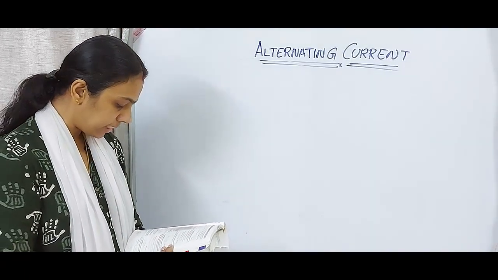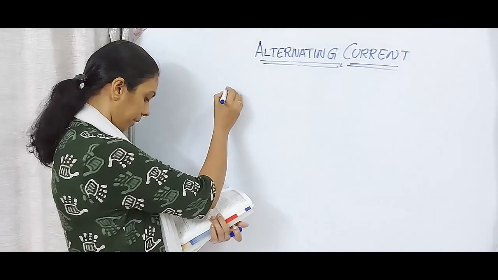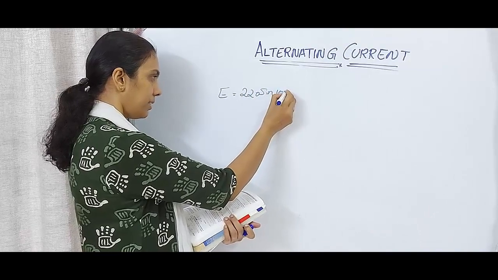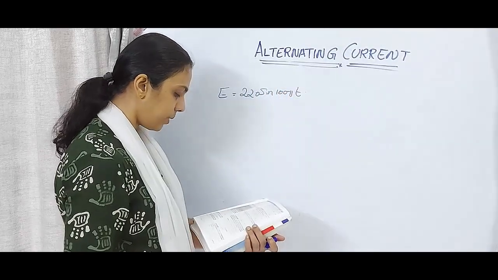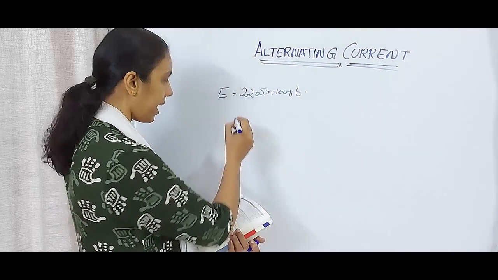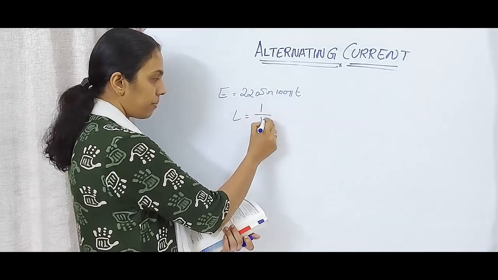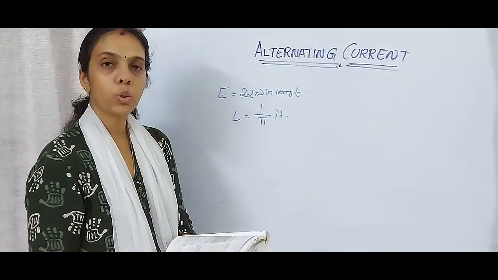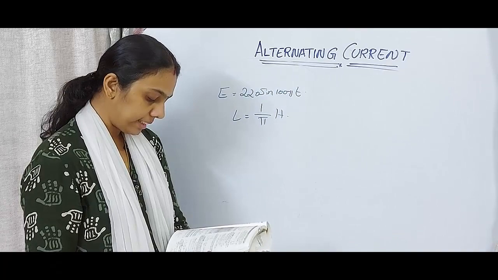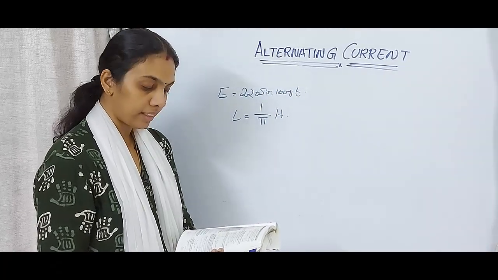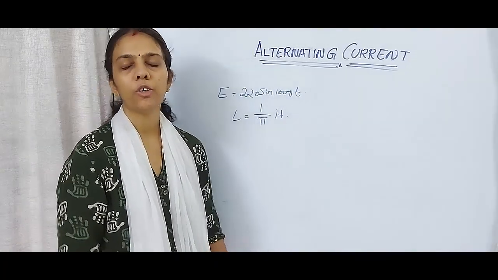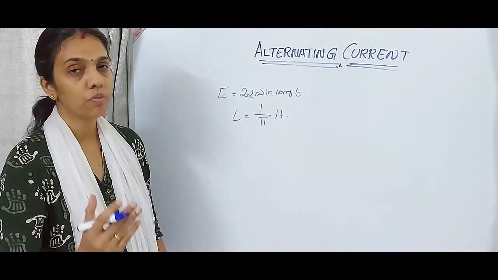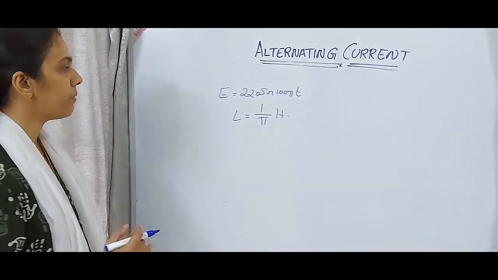An alternating EMF E equals 220 sine 100 pi t is applied to a circuit containing an inductance L equals 1 by pi Henry. Write the equation for instantaneous current through the circuit. What will be the reading of the AC ammeter in the circuit? So we need to find out what will be the reading in the ammeter. Ammeter reading means we should find out the current, the RMS value of current.